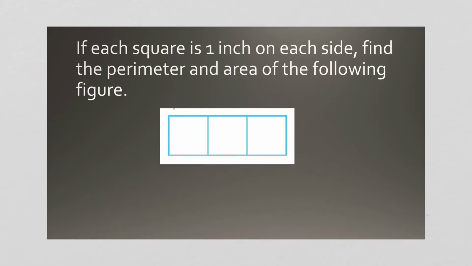Okay, so if each of these squares is 1 inch on each side, 1 inch, 1 inch, 1 inch, then this is also 1, this is 1, this is 1, 1, 1, 1, and 1. So all of these are ones. So if I want to know what the perimeter is, I want to add up all the sides.